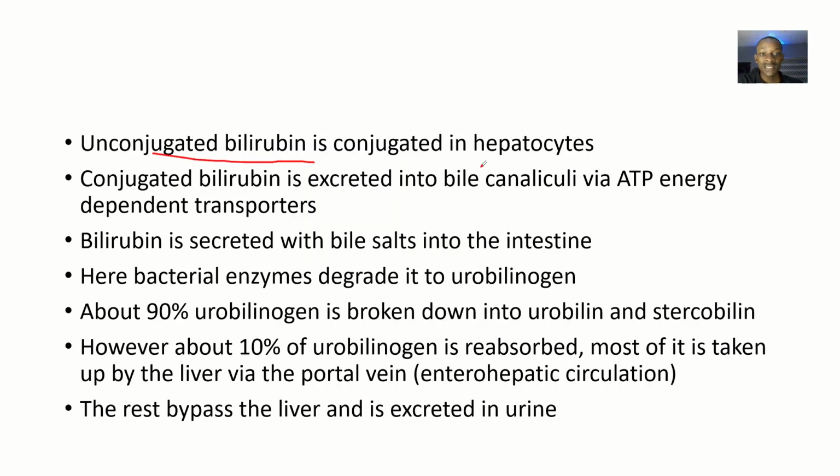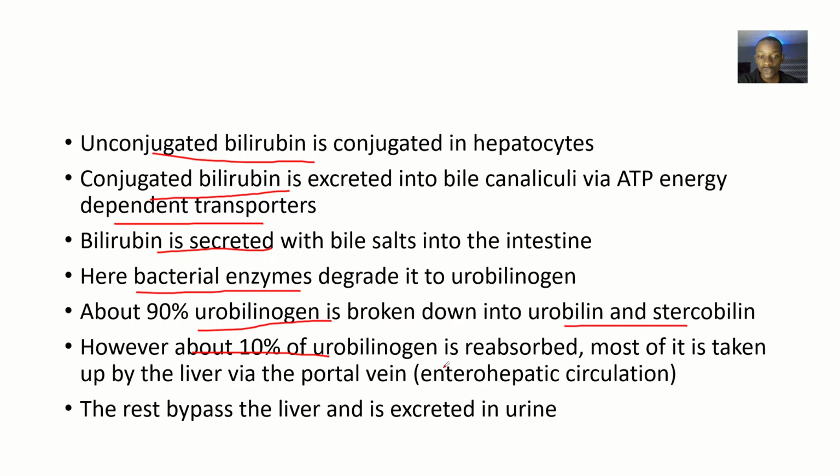Now the unconjugated bilirubin is conjugated in hepatocytes. The conjugated bilirubin is excreted into bile canaliculi via ATP energy-dependent transporters. Bilirubin is secreted with bile salt into the intestine. Here the bacterial enzymes degrade it into urobilinogen.